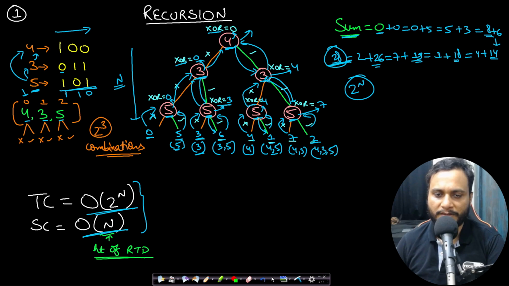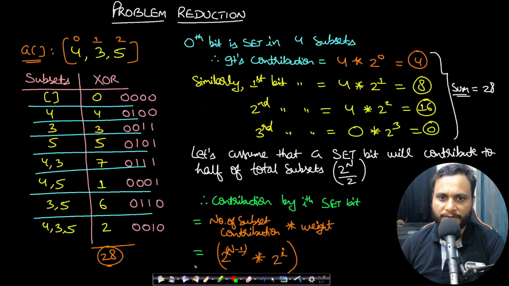Now you have seen the recursion tree diagram. Now let's try to understand how to solve this with an optimal bit manipulation with the math approach. Okay, so I will do the problem deduction here. You already know that let's say the array is 4 3 5, then I can enumerate all possible subsets, and there will be 2 to the power 3 possible subsets for these 3 items, which I have already written.